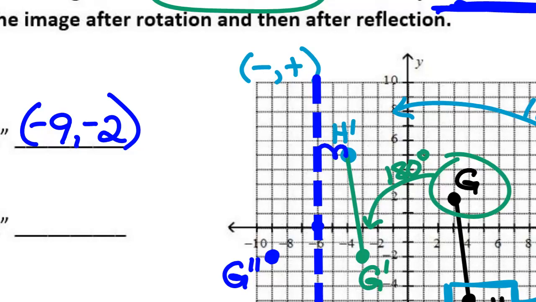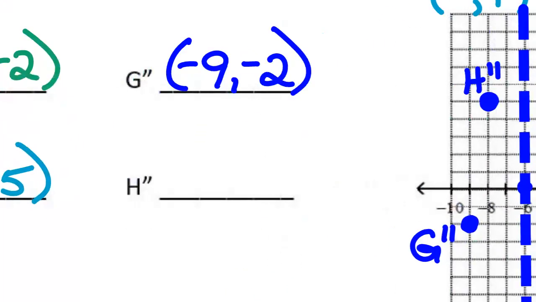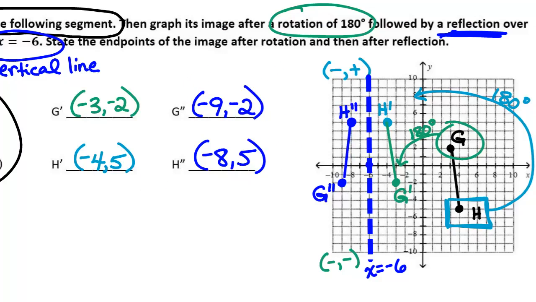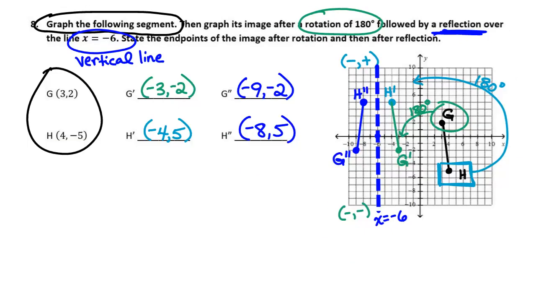2. So 1, 2 to get to the line. 1, 2 on the other side. So right here is H double prime. Where did that one end up landing? Negative 8, 5. Grab my straight edge, connect my points together, and I have finished this problem.